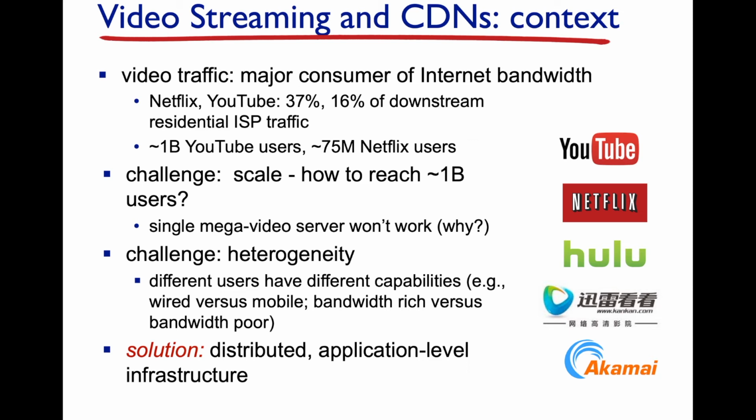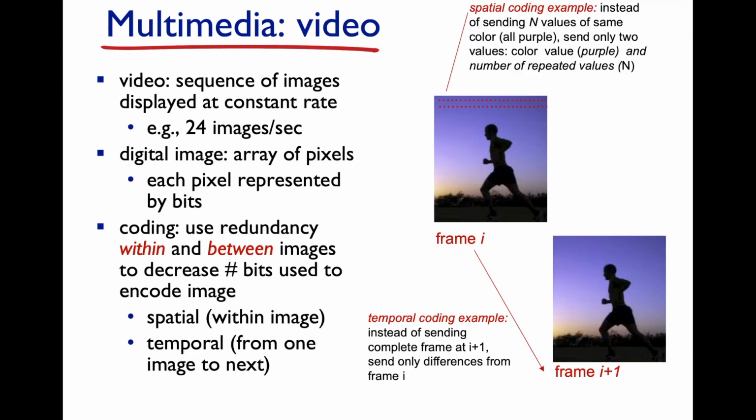Now, of course, it's a mistake if you had a single mega server to push out all this data. And the challenge, in addition, is heterogeneity. Some people have set-top boxes, some have mobile devices, some have computers, laptops, what have you, that are all getting this challenge. They have different computational ability, different memory, and the bandwidth for the network that they use to gain access is different. It can be poor, or it can be quite fast. And so the solution adopted for this is a distributed application level infrastructure, so-called content distribution networks.